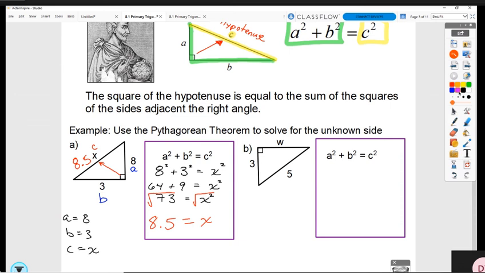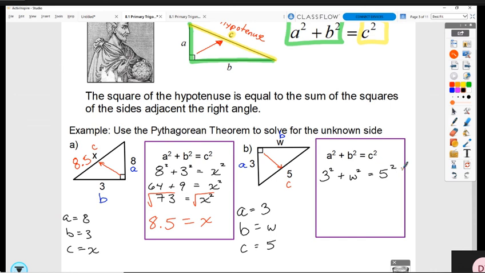Now over here, notice that we're using the Pythagorean theorem, but we're not solving for the hypotenuse. Right across, this is C, absolutely. A and B, it doesn't really matter. We'll call this one B, this one A. And you might say, okay, A is 3, B is actually W, we don't know what it is, and C is 5. So when we plug this into our Pythagorean theorem, we get 3 squared plus W squared equals 5 squared.